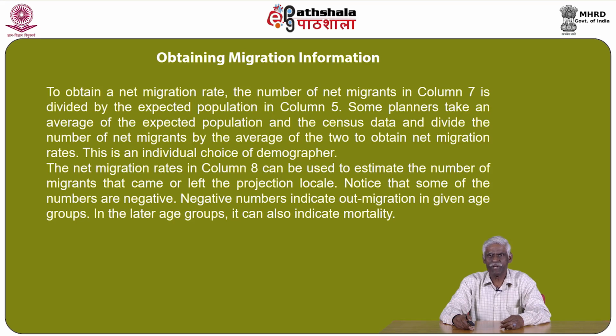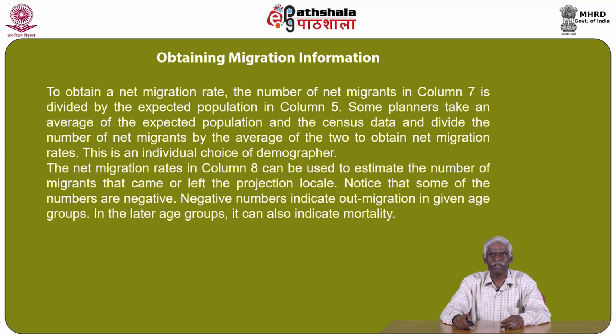To obtain a net migration rate, the number of net migrants in column 7 is divided by the expected population in column 5. Some planners take an average of the expected population and the census data and divide the number of net migrants by the average of the two so as to obtain net migration rates. Of course, this refers to the individual choice of the demographer.